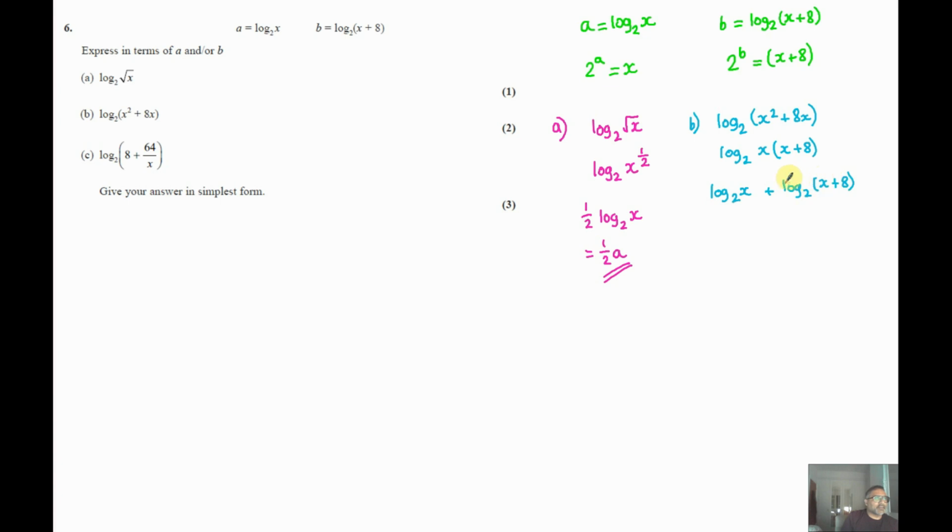Remember, this is thinking of it in terms of your power laws. We know that, for example, x to the power of a times x to the power of b, you can add the powers like that. In this case, you're doing the same kind of thing, but backwards in terms of logs. So if it's being multiplied here, that means you can rewrite them as an addition. So from here, log to base 2 of x, again, we know is a, and log to base 2 of x plus 8 is equal to b, so it's a plus b.